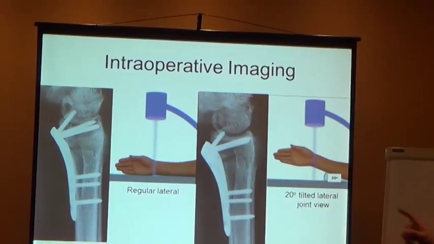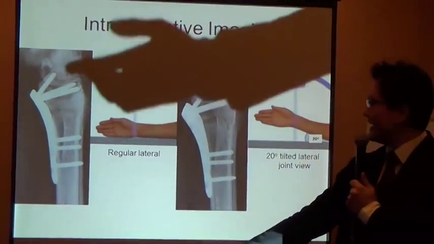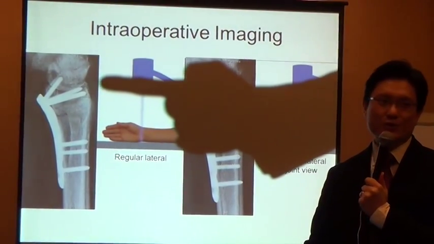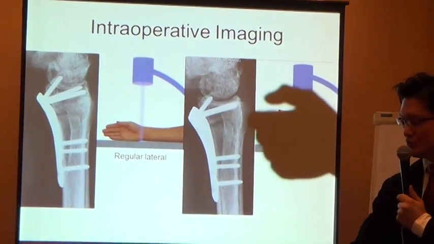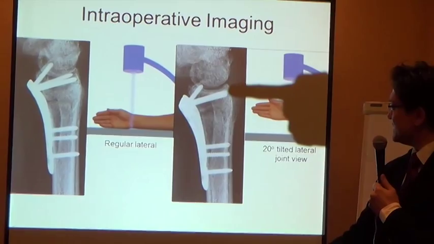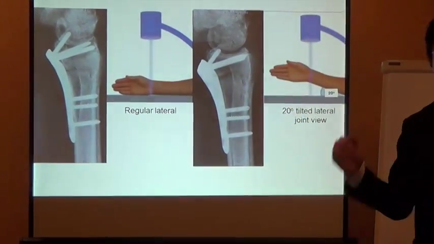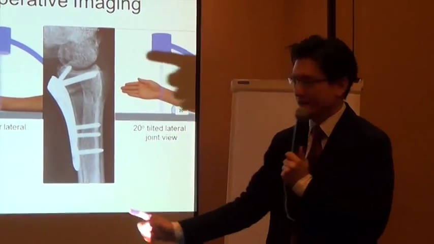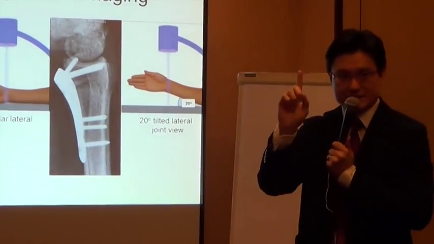This is the most important view, the 20 degree tilted lateral. If you use a regular lateral view to check your implants, you won't know whether the screws are in the joint. You can't tell. All you need to do is lift up the hand 20 degrees and you'll be able to see the joint line very clearly, and that the screws are just placed subchondrally. This is the perfect position that you want to take. This screw is the radial styloid screw, so it looks as if it's long, but it is not.